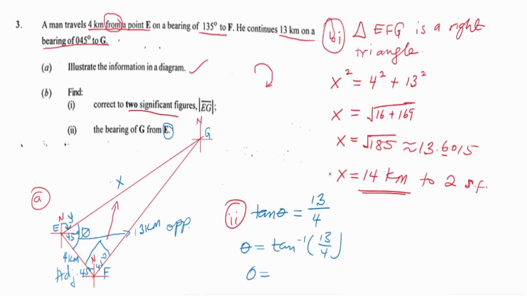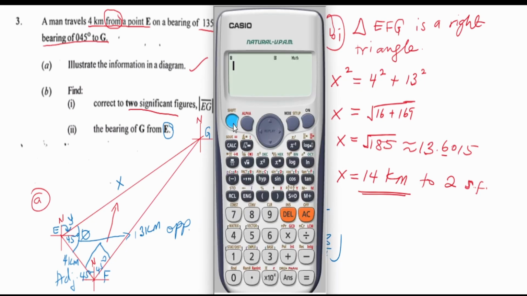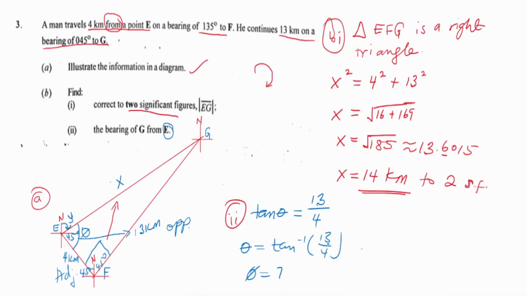And that means theta will be equal to, let's check, tan inverse of 13 over 4. So shift tan, let me use fraction. 13 over 4. Move the cursor forward and close it. That's 72.8973. And this is actually an approximation, so let me use the approximation sign instead of equal to.